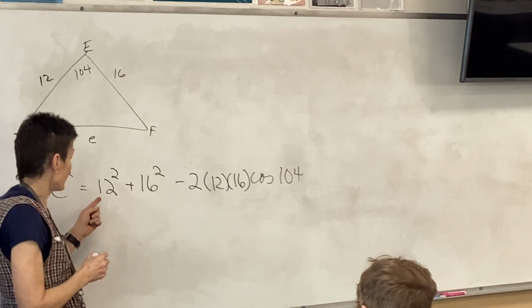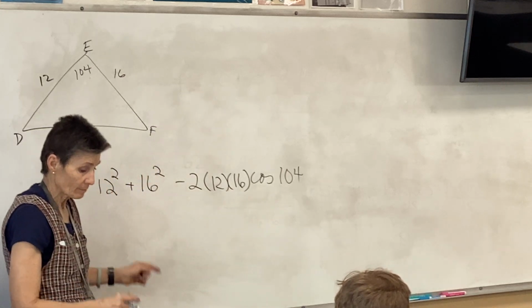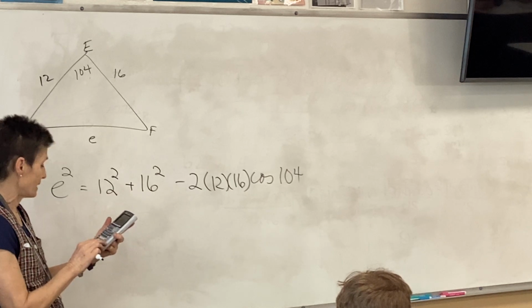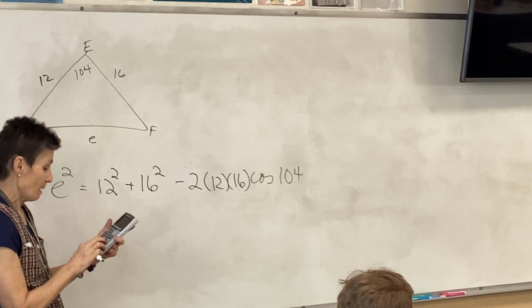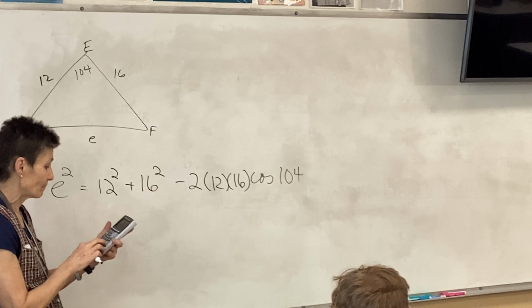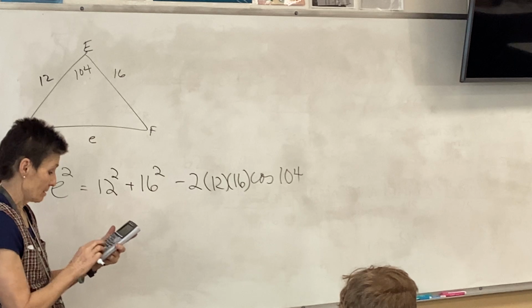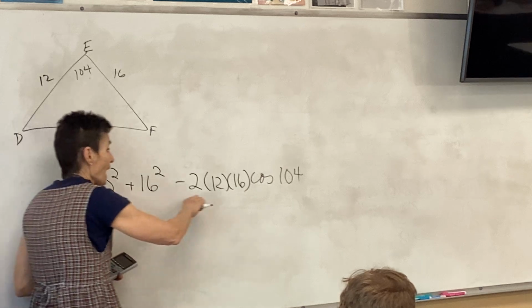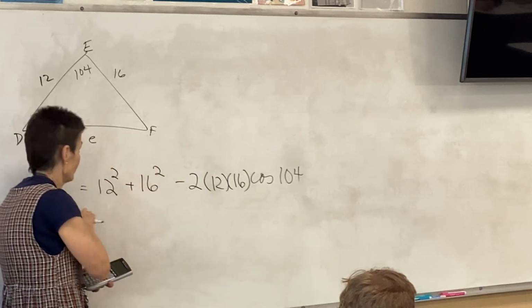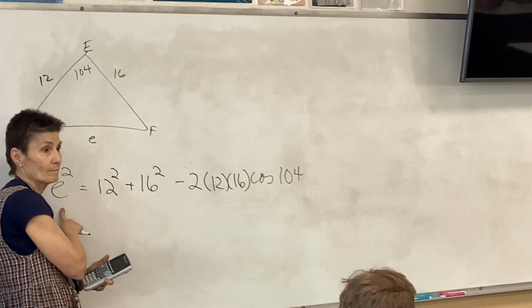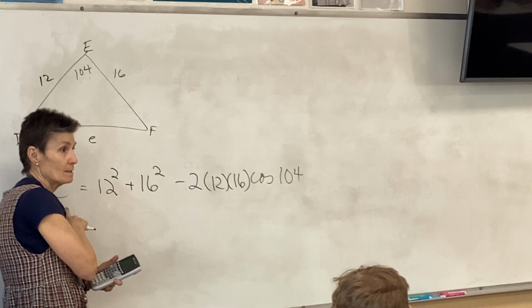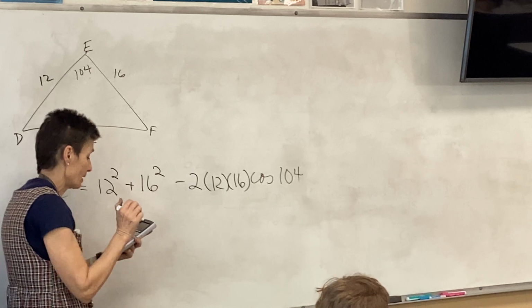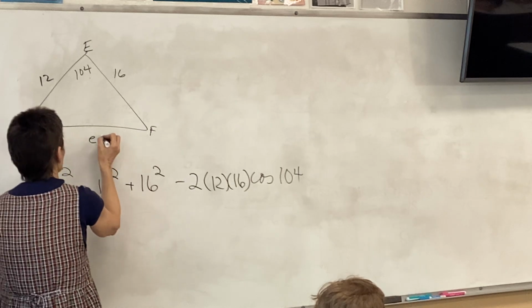Now, we can just type all that in, but where we get tricked sometimes is we get so excited about getting this all typed in that we forget all of that is what? E squared, right? So we need to take the square root of it. I got 22.20.